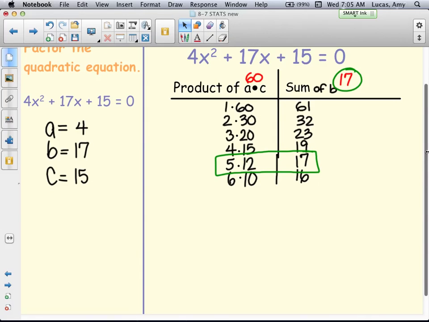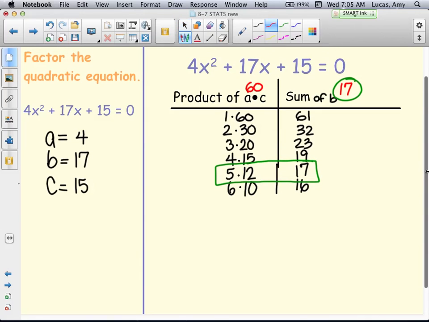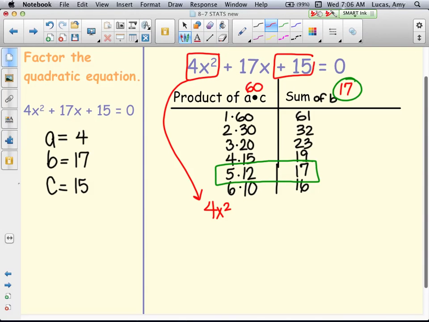Okay, now, to factor by grouping, I need to keep my first term. I need 4 terms here. So I'm keeping my first term, 4x squared. I'm also keeping my last term, plus 15. And of course, my equals 0. The 2 middle terms are going to come from 5 and 12. Now, the number 4, the coefficient here, 4x squared, doesn't have any common factors with 5, but it does with 12. So I need to put my plus 12x first, and then my plus 5x after it.